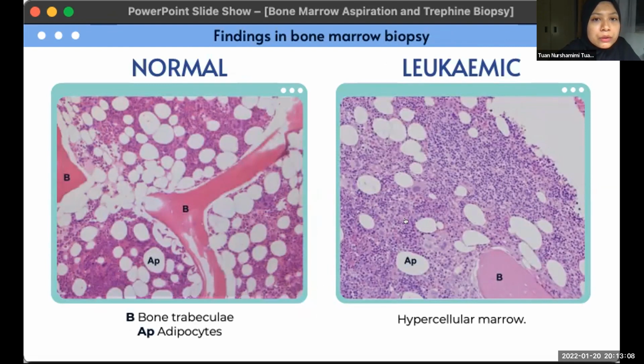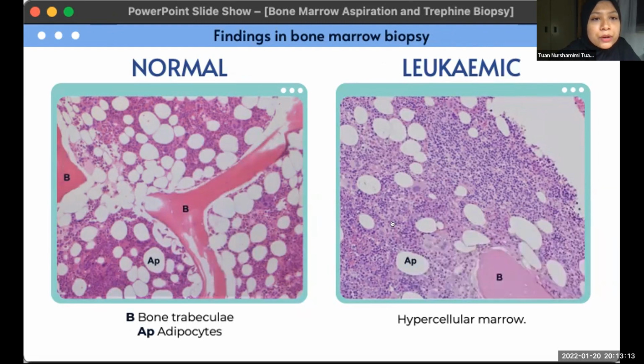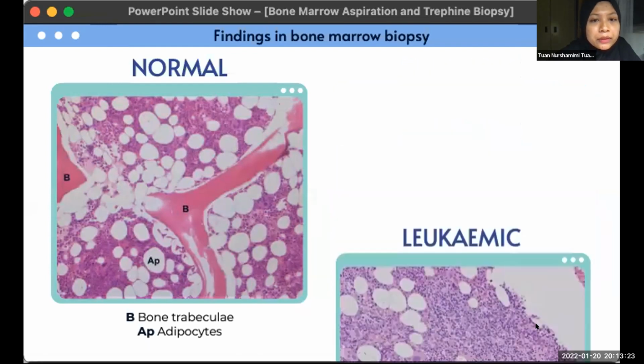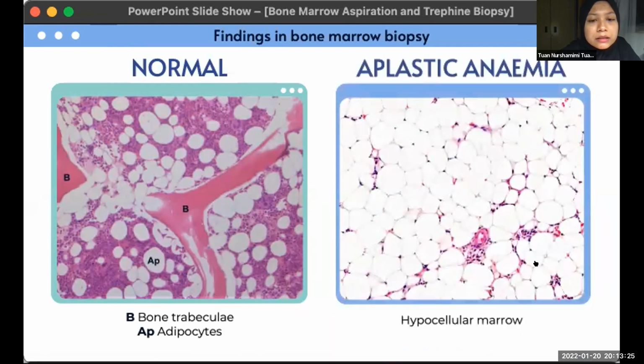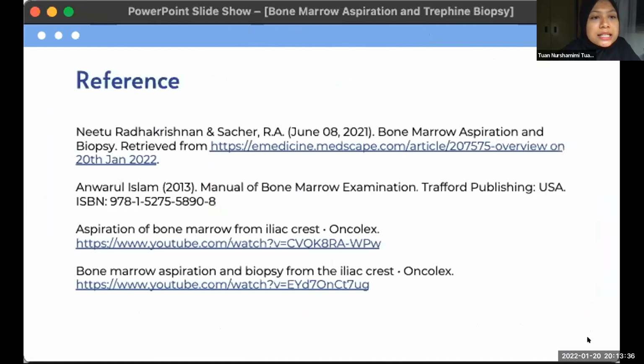So in leukemia, you can see a hypercellular marrow. There are fewer adipocytes, so you see more cells. Another example is aplastic anemia. You can see a hypocellular marrow. That's all for me.